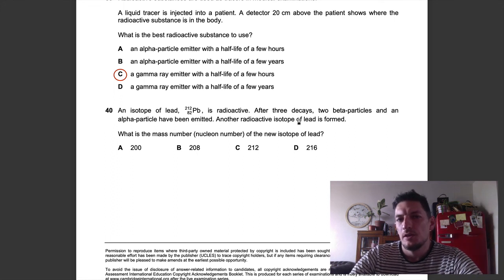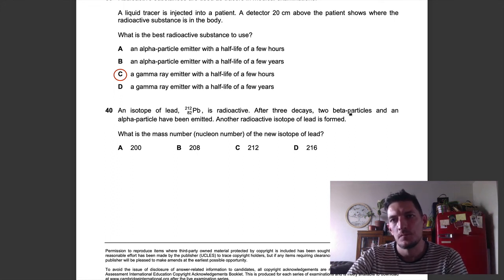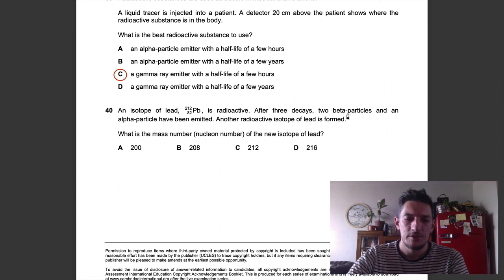Well, emitting the beta particles, which are electrons, is not going to change the mass number, because electrons almost don't even count to the mass number at all. Electrons weigh almost nothing. So the beta particles don't affect the mass number. An alpha particle has a mass of 4. So since we lost an alpha particle, our mass number should go down by 4. So from 212 to 208.